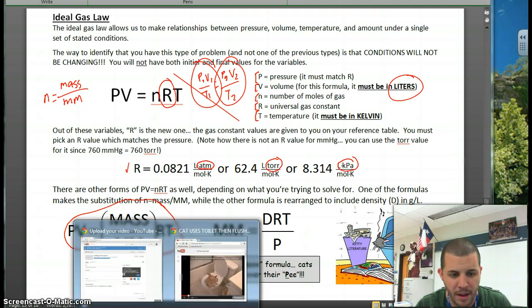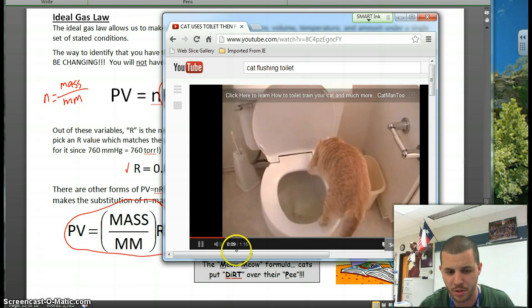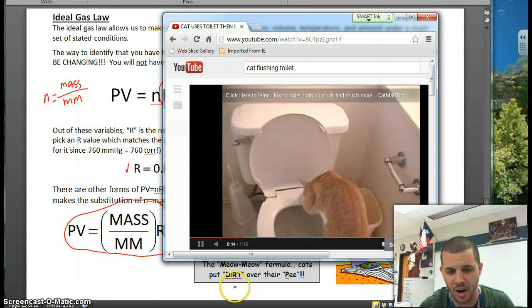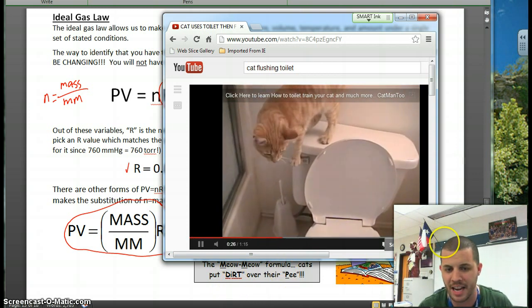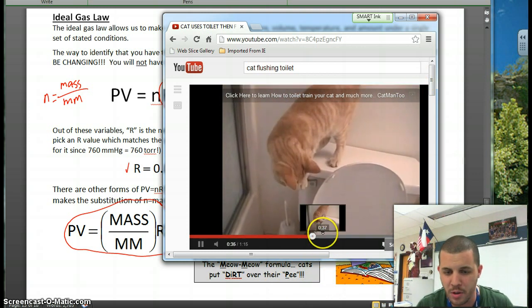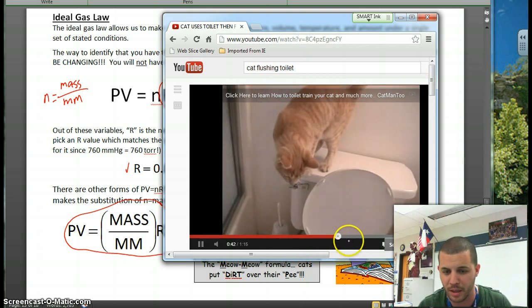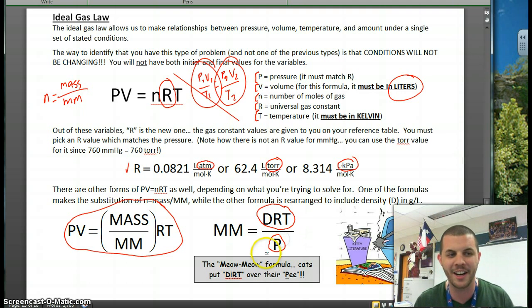Now let's think about this. Most of the time when we see a cat, most of the time cats don't do this right here. Most of the time when you have a cat, they are going to go to the bathroom outside and they're not going to flush the toilet like this cat does. You're probably saying, Mr. Coder, what in the world are you talking about right now? But I promise I am getting there. This cat will flush the toilet because, well, he's a cat who flushes the toilet. Most cats, when they go pee, they will put dirt over their pee. You see what I did there?